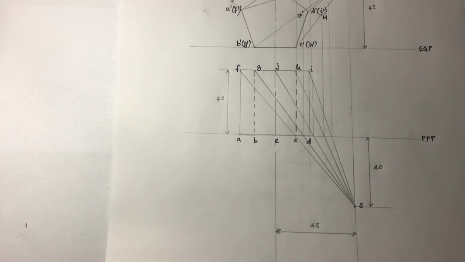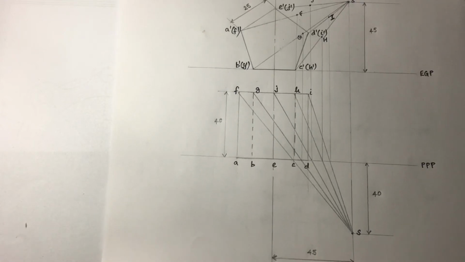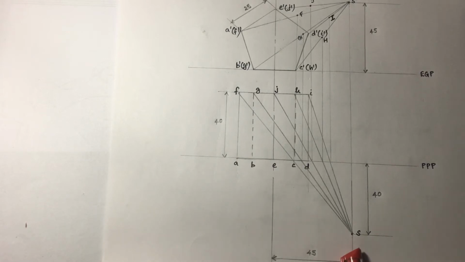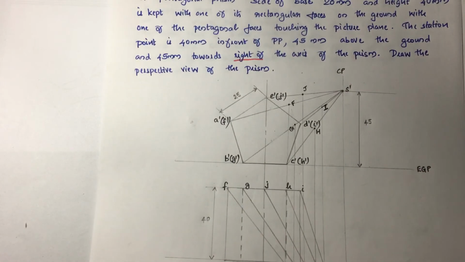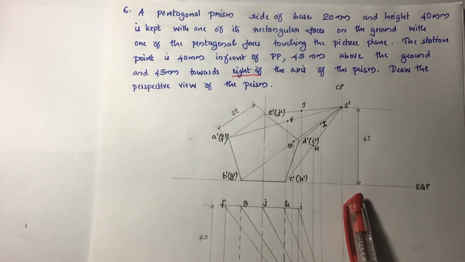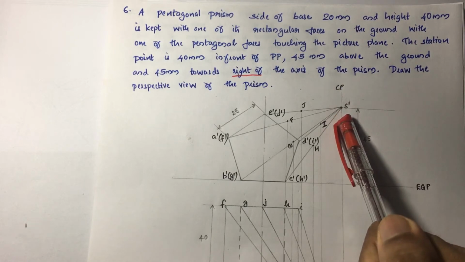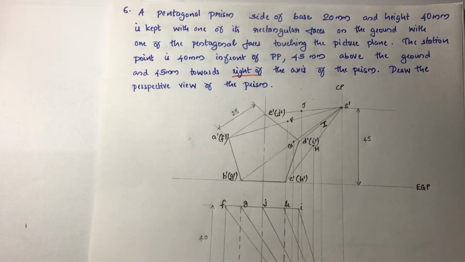Then the next step is to mark the top view of the station point. From the PPP line, you have to take 40 mm, as it is stated that the station point is 40 mm in front of PPP, and that is named as S. Then you have to mark the front view of the station point, which is given in the question as 45 mm above the ground. So from the ground plane, you take 4.5 centimeters, and on the CP line you mark the point as S dash. So here you have marked the front view of the station point.